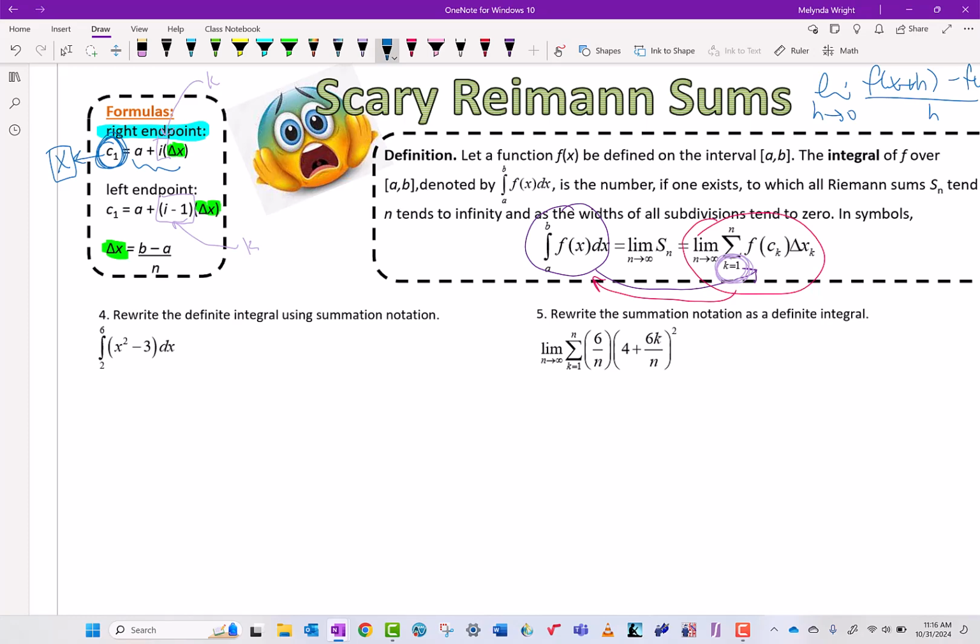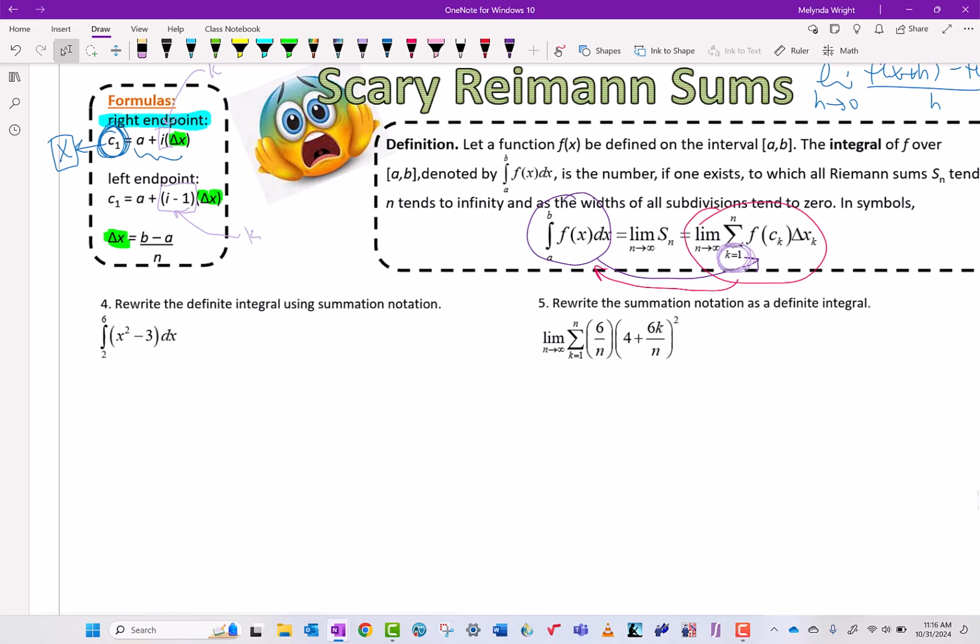Okay. All right, so let's jump into the first one. So this number, if you recall, is a and this number is b. Those are a and b. So the first thing that I would like to do is calculate delta x. I'm going to use this formula right here. Delta x is b, which is 6 in this case, minus a, which is 2, over n. We'll simplify it, and we get 4 over n. So that's what our delta x is. Okay, great.